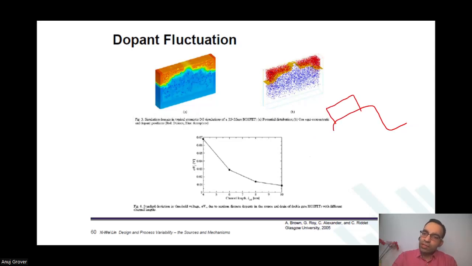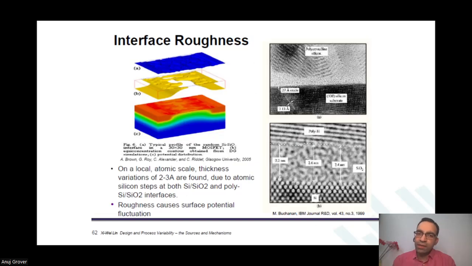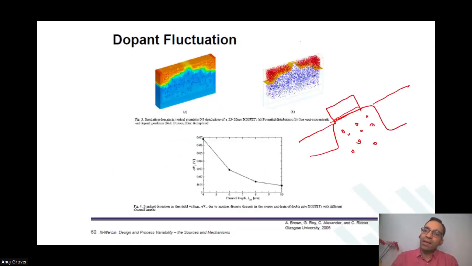So this was your gate region, and you expected 20 dopants beneath the gate. Okay? But in reality, let us say, there were 3 extra dopants.